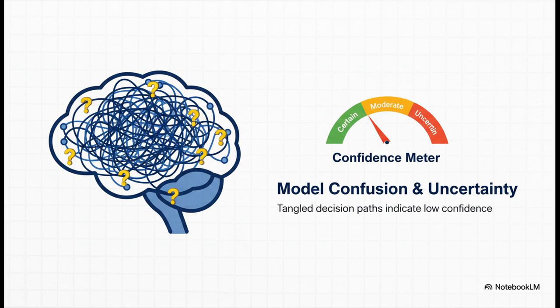And then we have layer 3, which is like looking inside the model's head. When a model starts seeing data it doesn't recognize, it gets, well, confused. Its confidence in its own predictions often drops. So, if you see a trend where your model is getting less and less certain, that's a huge red flag that it's in unfamiliar territory and might not be trustworthy.